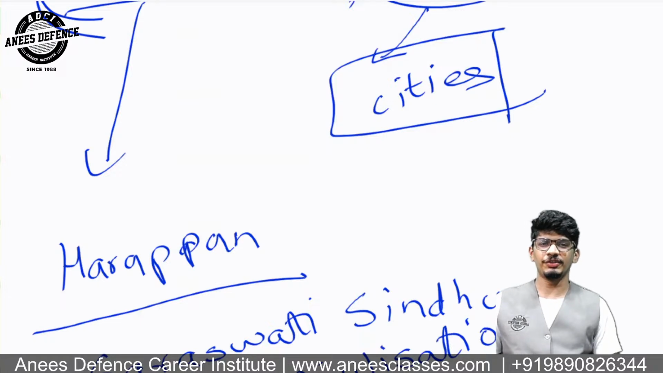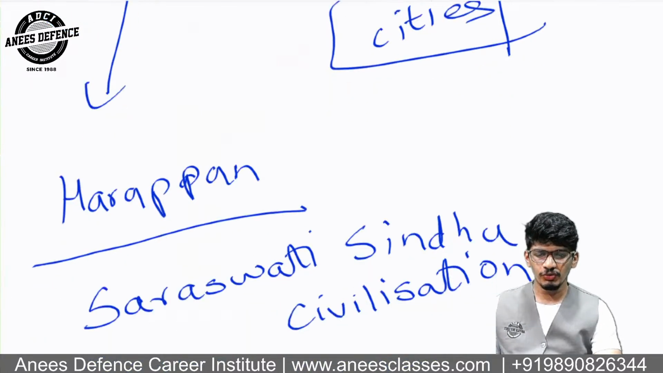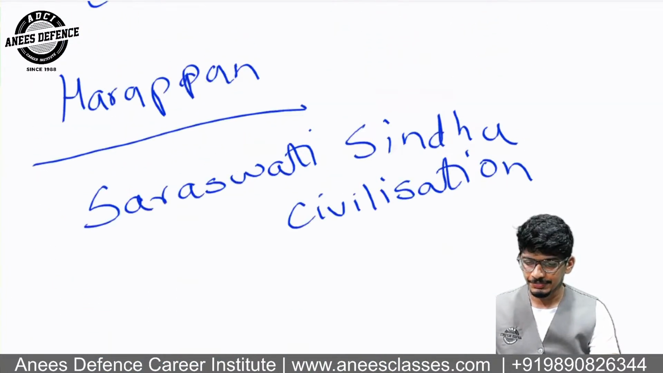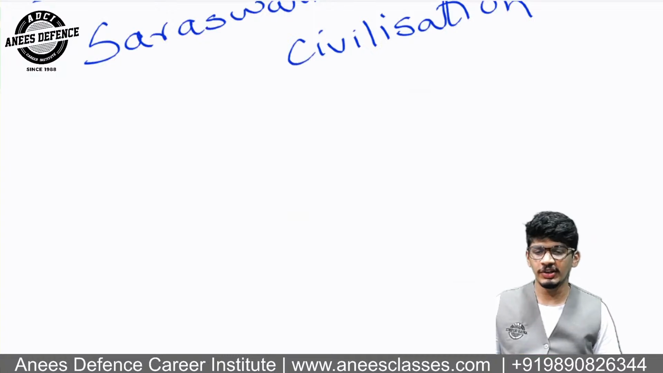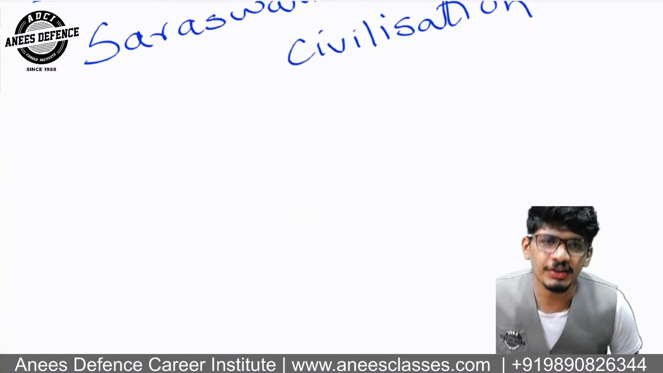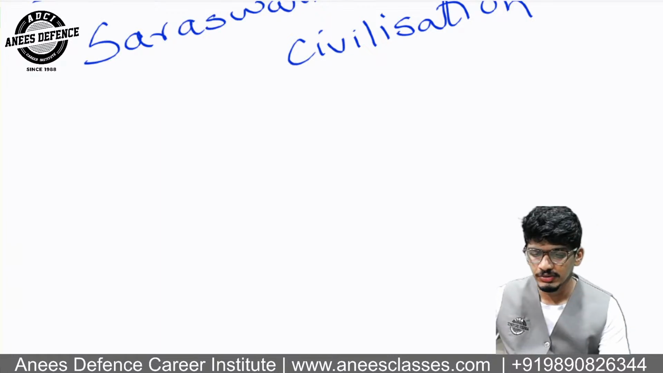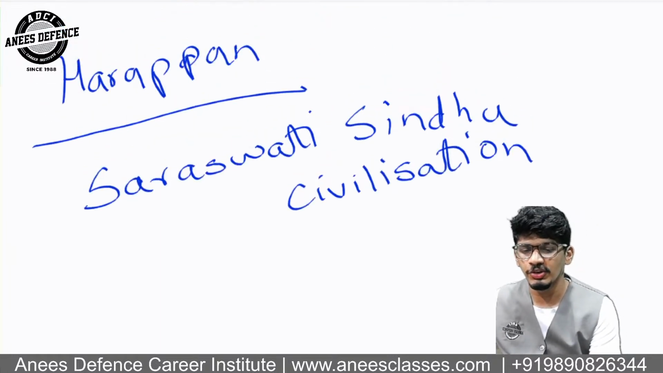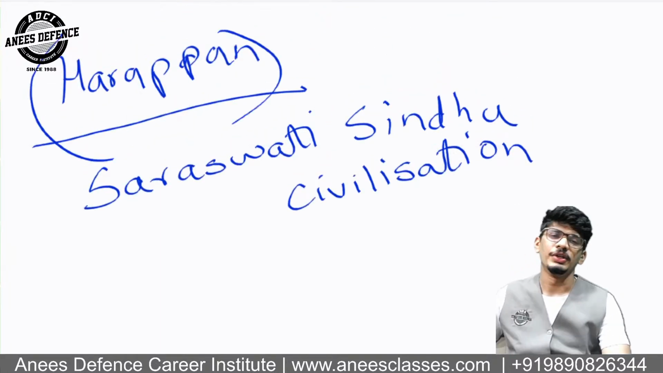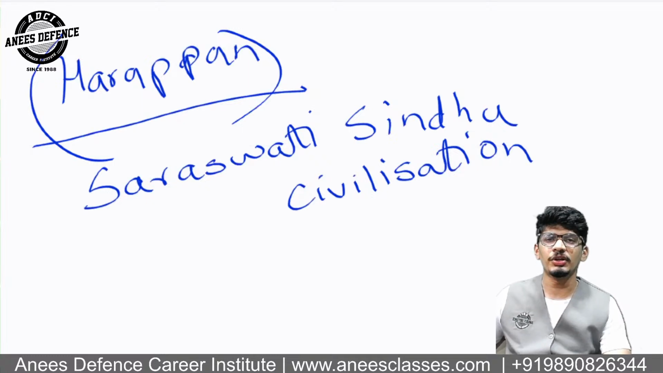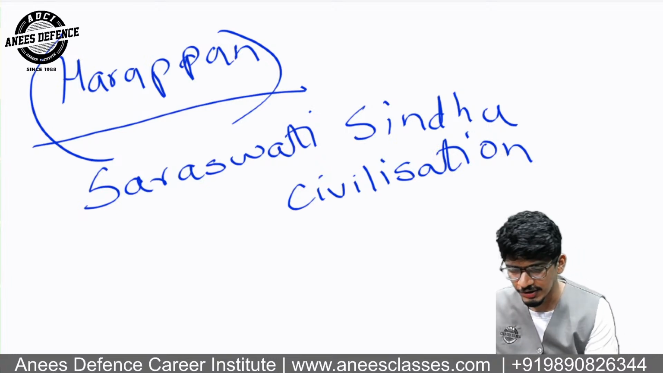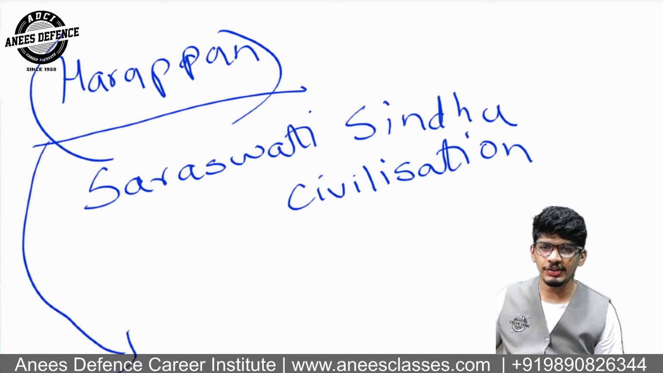Saraswati Sindhu civilization. Now let us move forward with this aspect. First is Indus Valley civilization. Actually, this is not a correct name. This is a misnomer. The correct name should be Harappan civilization, because this is the tradition of naming a particular civilization or an archaeological discovery based on the first site. So this is clear that Harappa was the first site to be discovered.